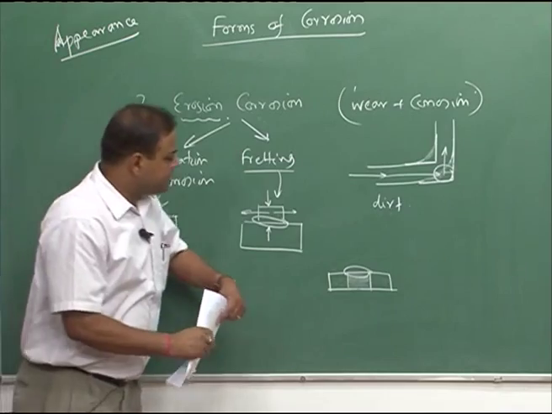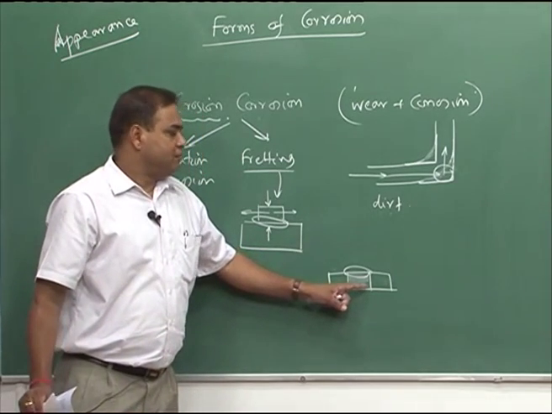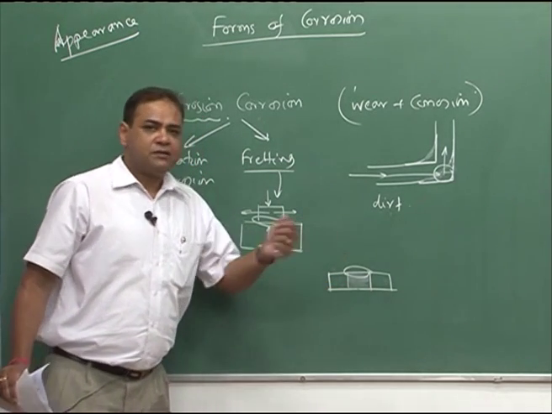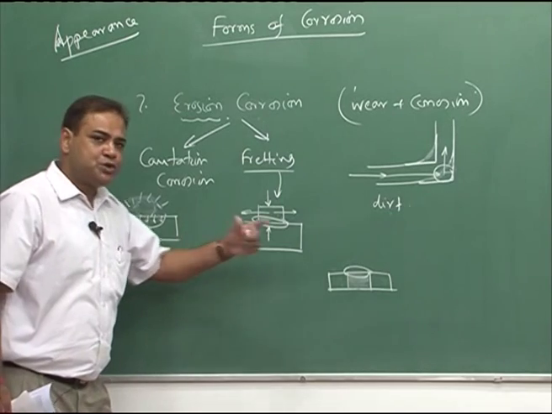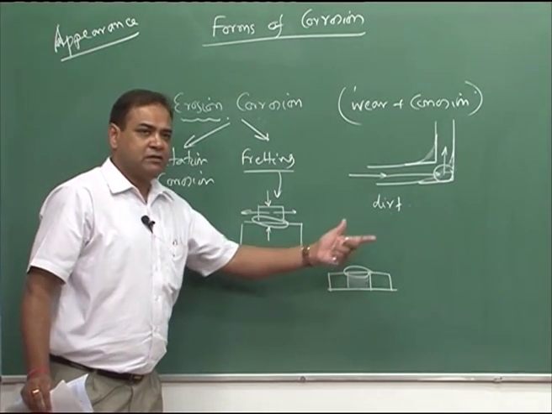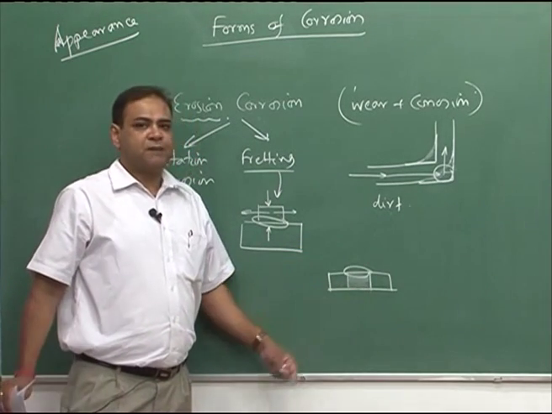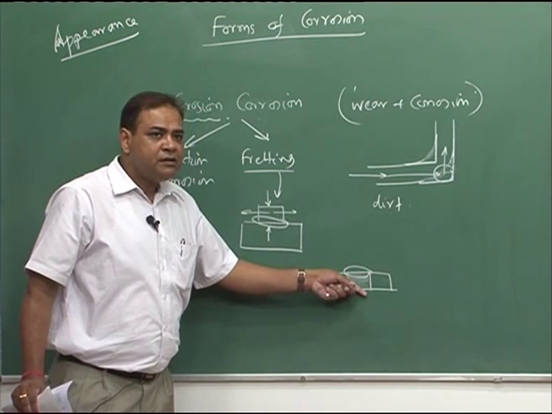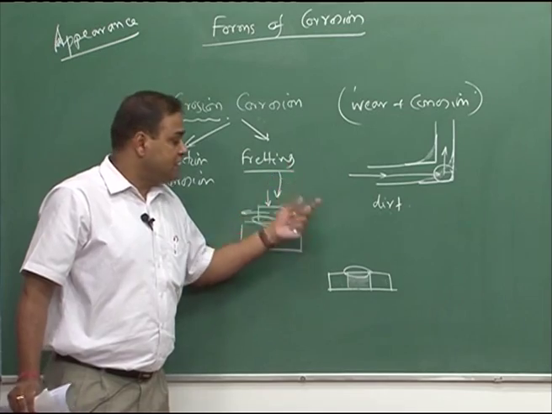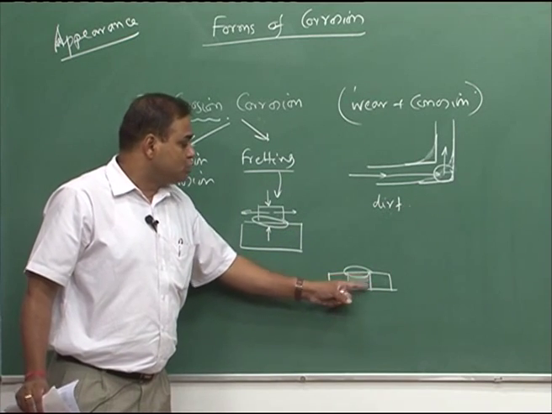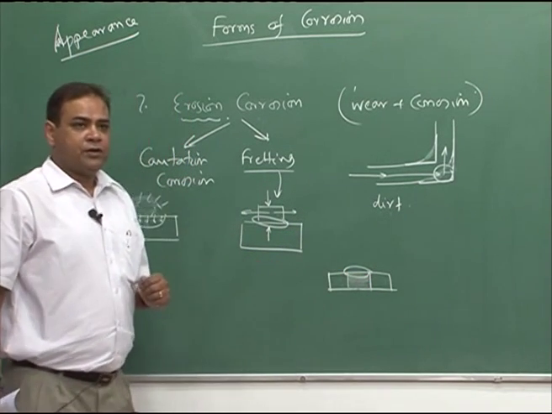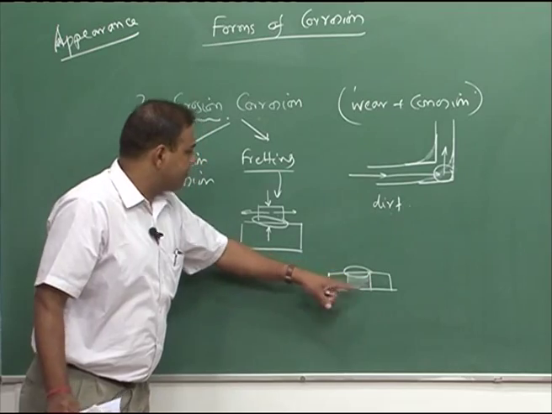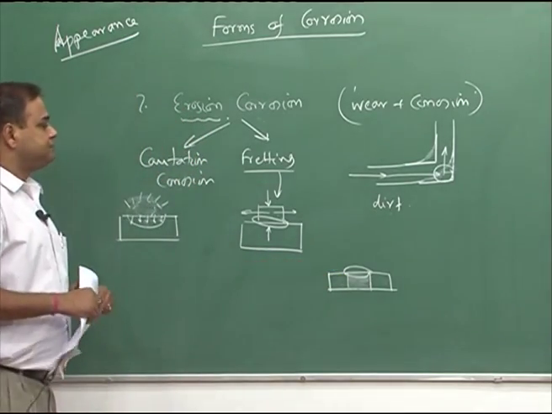And from time to time this fish plate needs to be tightened, and that is what people do. The line checker goes and tightens the fish plate, because constantly there is a rubbing action and fretting action, and that fretting action loosens the fish plate. So, this is another example of fretting corrosion.